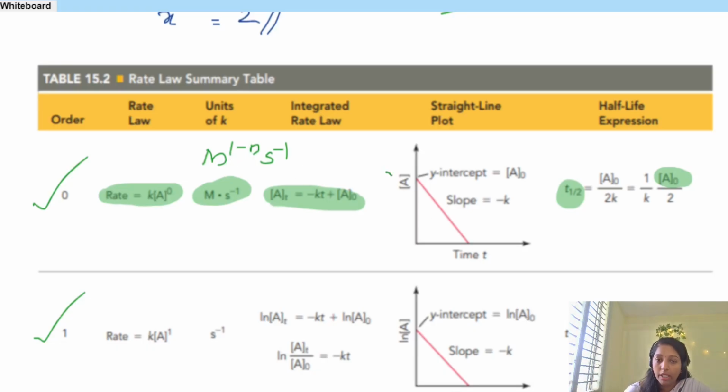So what are the four points? First, the unit of k. Second, the integrated rate law. Third, the graph, what versus what: concentration versus time will give a straight line for zeroth order. And fourth, t half is related to A0, a direct relationship.